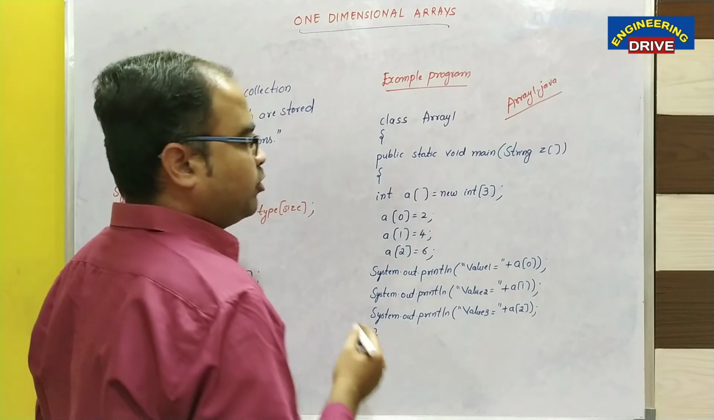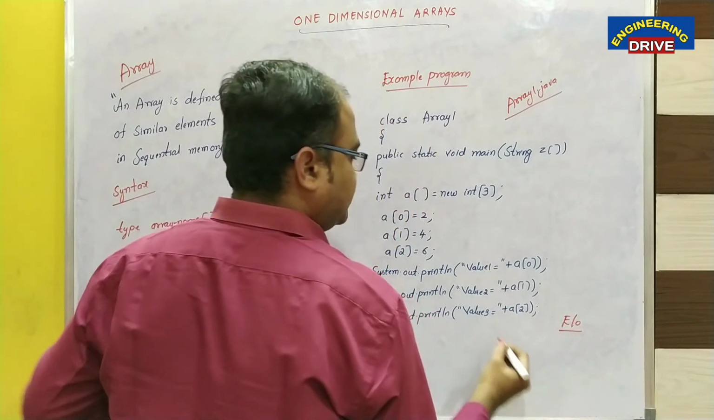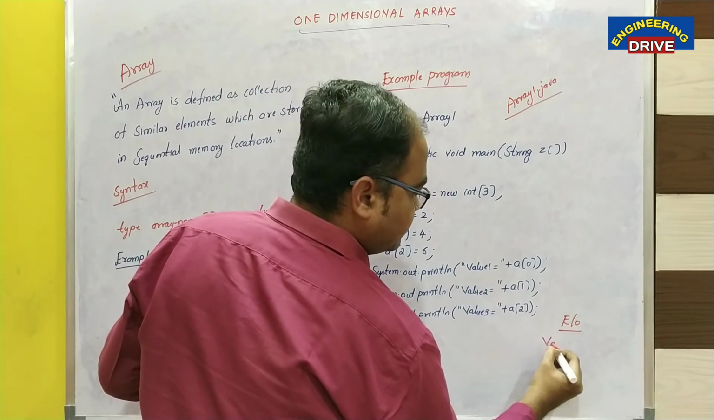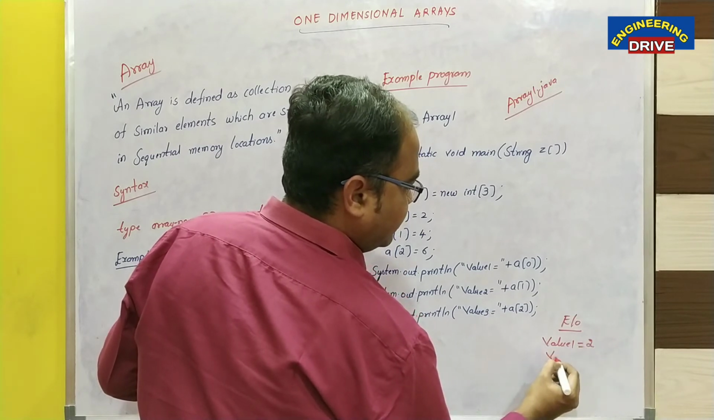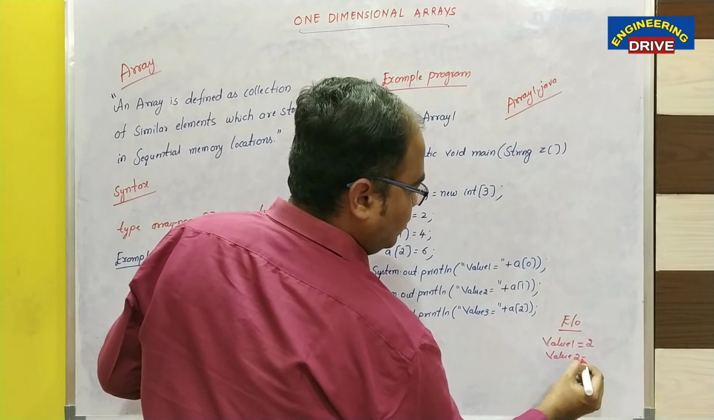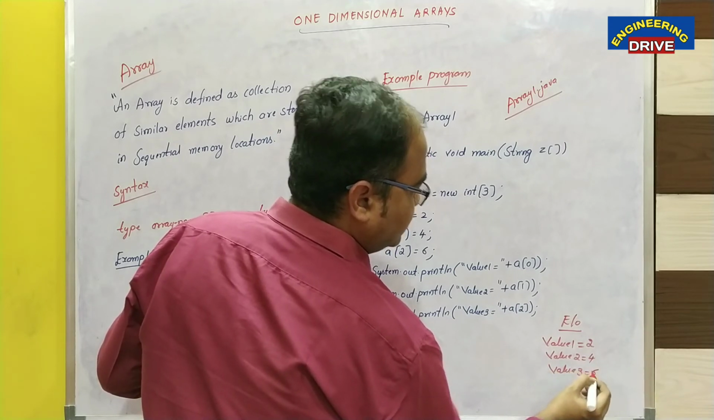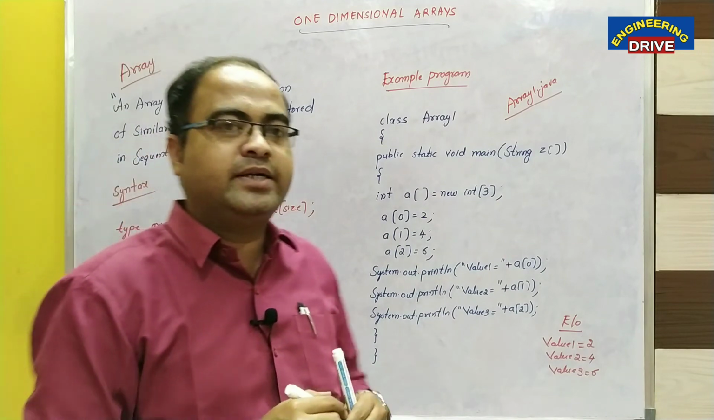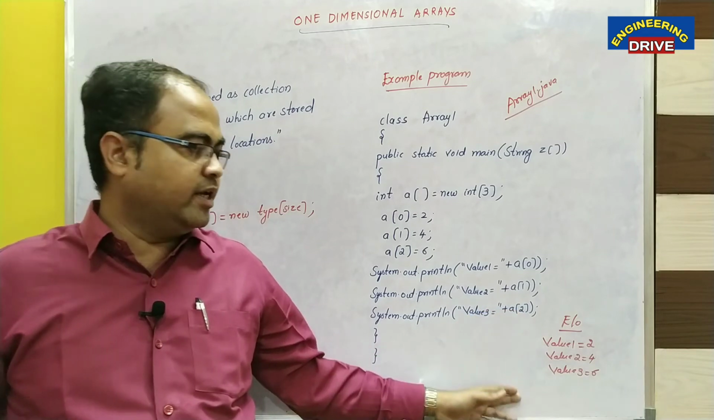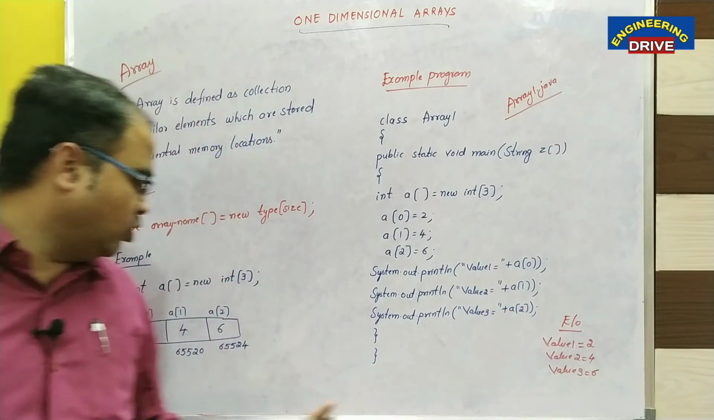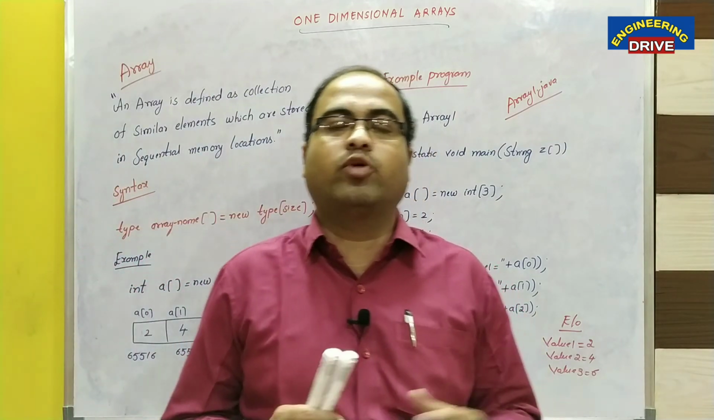Next, compile our Java program and then execute it. Then we will get the expected output. What is the expected output? First line, value 1 is equal to 2. Second line, value 2 is equal to 4. Third line, value 3 is equal to 6. So the 3 print functions will display 3 outputs, that is the 3 elements of the array, 2, 4 and 6, which we have stored in the memory of our computer. This is how our one-dimensional array program works.